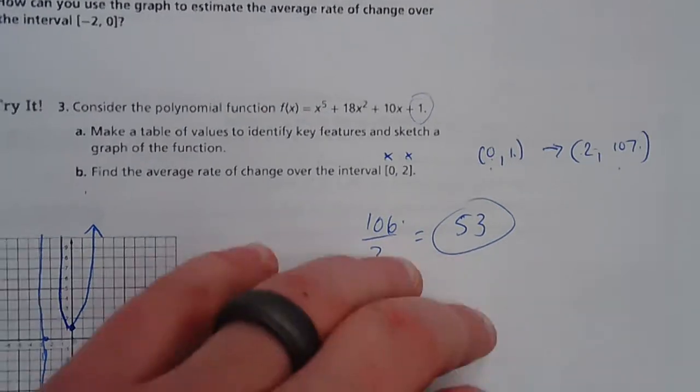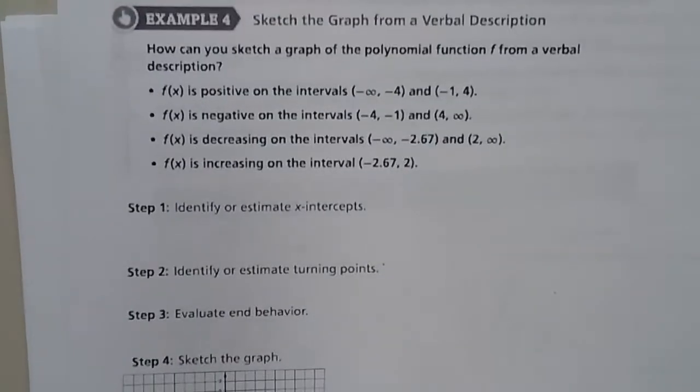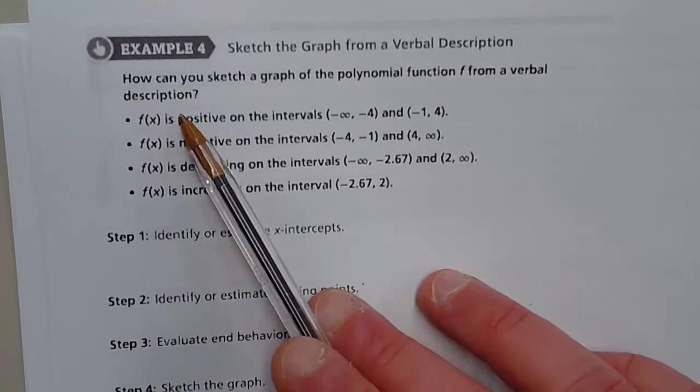So that should be good for that one. So let's move on to the next piece here. This piece I find always seems to be a little bit difficult for people. And it says, how do you sketch the graph of a polynomial from a verbal description?